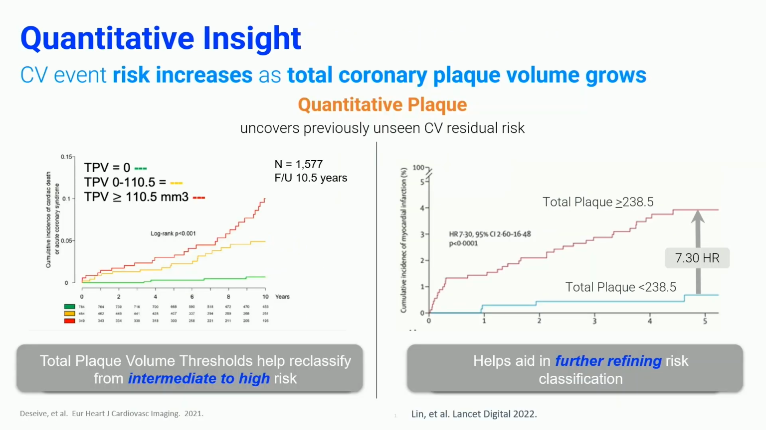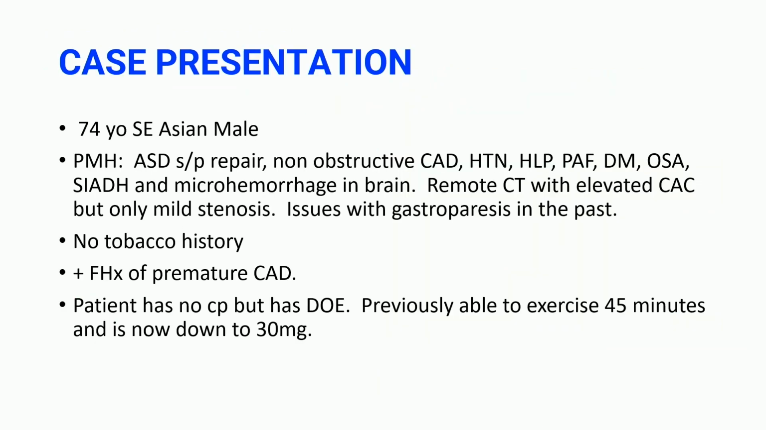And what we've also seen from prior trials is that there are certain plaque volume thresholds that actually help reclassify intermediate to high risk. So these are 2 of these trials, and these numbers, which is over 100 and over about 240, we incorporated these data into our extensive, mild, moderate plaque burden strategies. So we could actually put that evidence into a management plan for you.